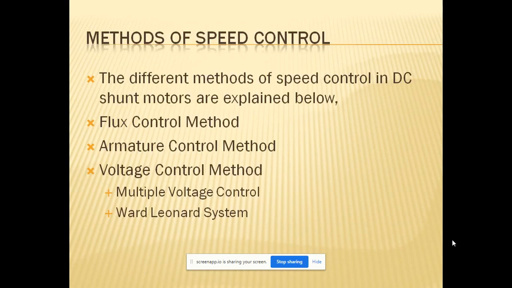Now we discuss the methods of speed control. The different methods of speed control in DC shunt motor are explained below. Number 1, flux control method. Number 2, armature control method. And number 3, voltage control method. In the voltage control method, there are two methods: one is multiple voltage control and second is Ward-Leonard system.